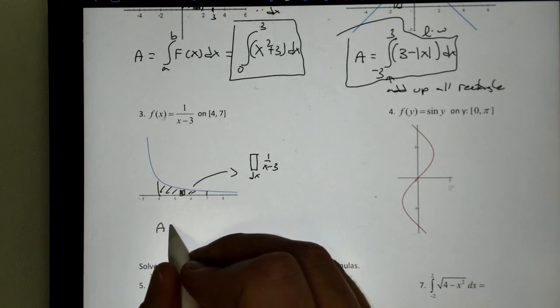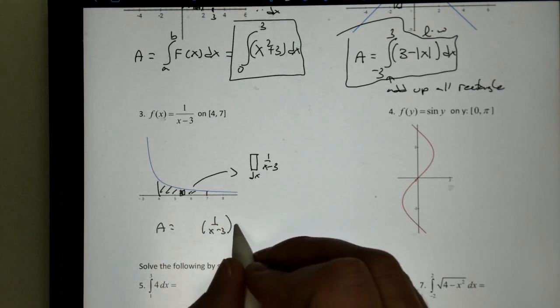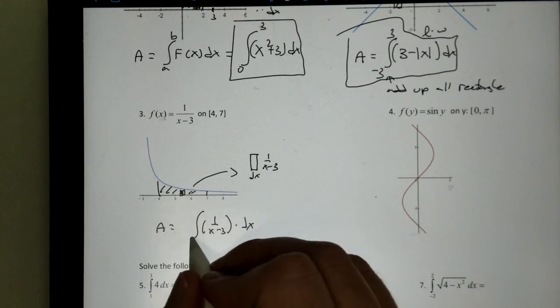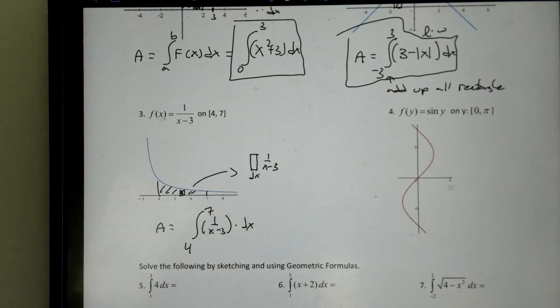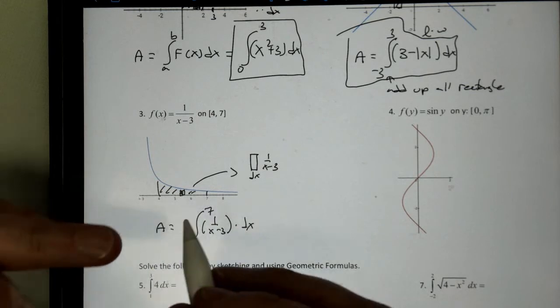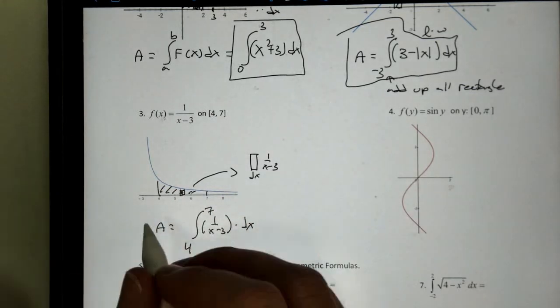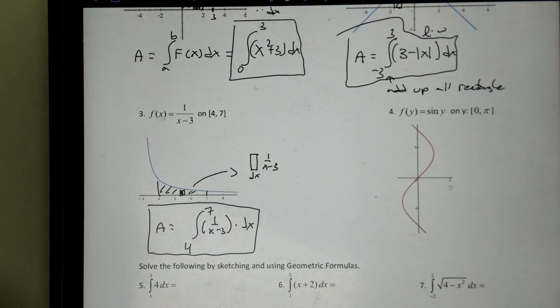To get my area, I'm going to take this 1 over x minus 3 multiplied by dx. Length times width. And we're going to integrate that from 4 to 7. That's actually how we say it. So this is going to give me the exact area. Now again, do I know how to find the exact area yet? No. That's something we'll talk about in January. Right now, that's just going to be our answer right here.